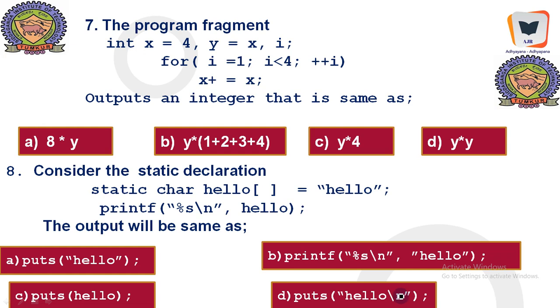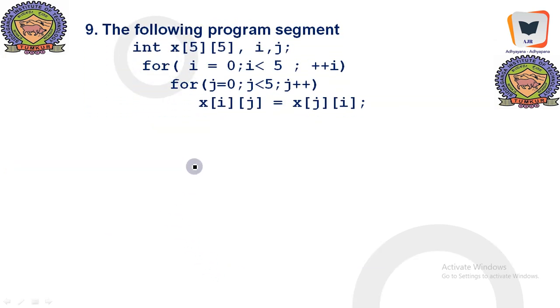You look at the intricacy of this particular program. I think this particular problem must have been taken from some company question paper, right? The following program segment: x[5][5], it's a 2-dimensional array with 5 rows and 5 columns, i and j for running the for loops. This is for generating the rows, this is for generating the columns. i equal to 0, i less than 5, i plus plus. It will create rows and this will create columns.